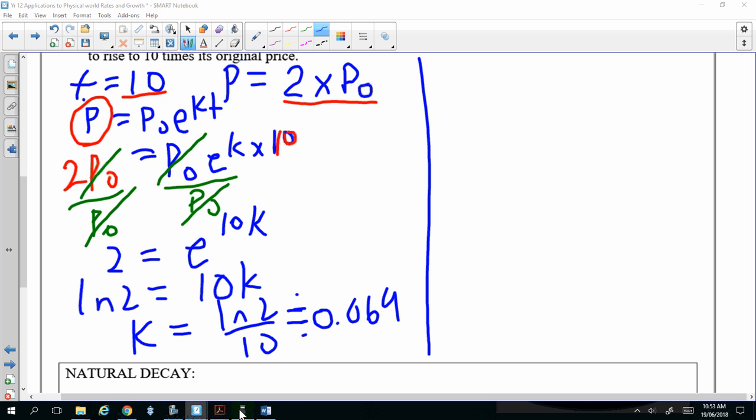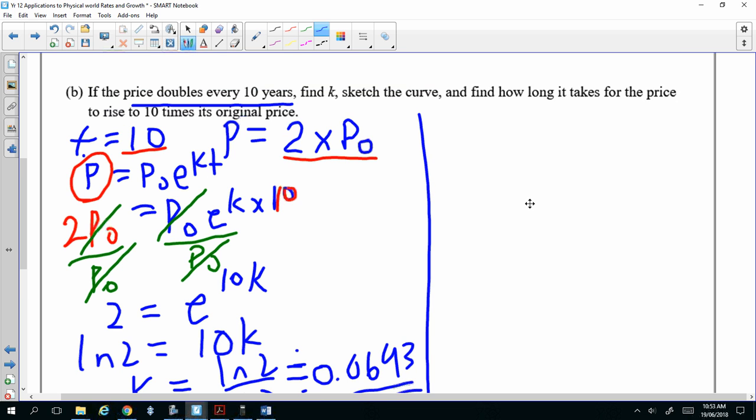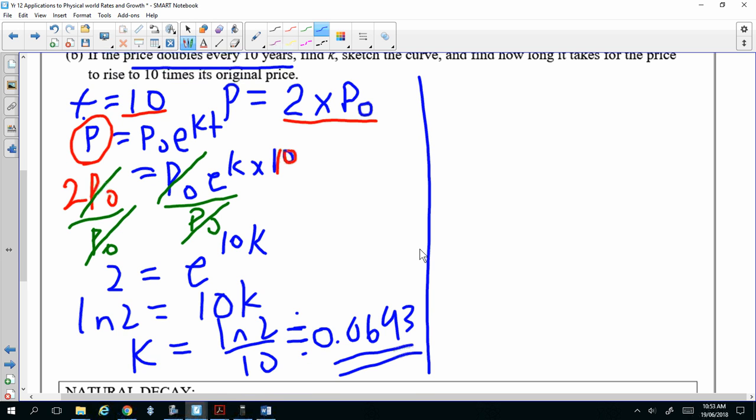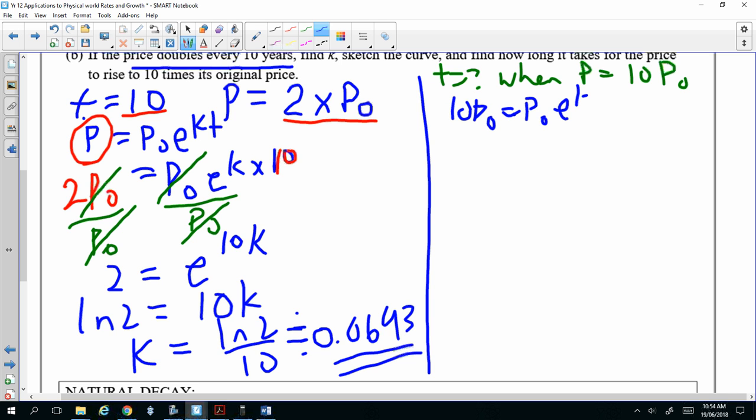Okay. And then find out how long it takes for the price to rise to 10 times its original price. So that means now you have to find t equal to question mark when P equal to 10 times the original price. Okay, so let's do that. So you go 10 P0 equal to P0 e to the power of kt, and then divide both sides by P0. They get cancelled, which ends up giving 10 equal to e to the power kt. ln 10 equal to kt, t equal to ln 10 divided by k.